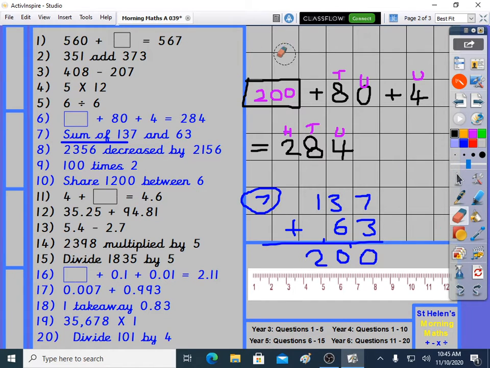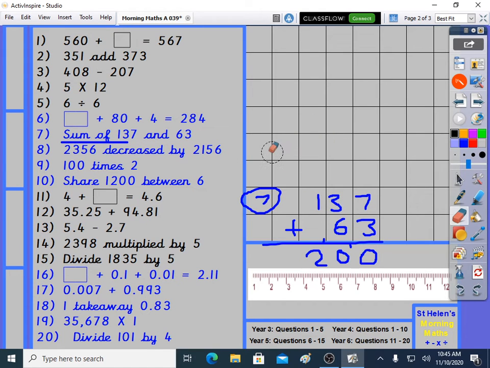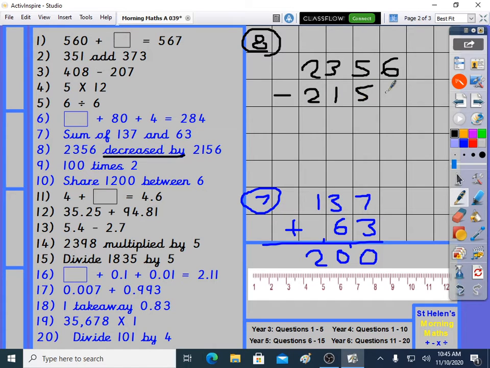Wonder if you'll notice anything about the answers on the year 4 level work today. See what you notice. I'll go on to question 8. 2,356 decreased by means take away 2,156. They both end in 56. 6 take away 6 is 0. 5 take away 5 is 0. 3 take away 1 is 2. 2 take away 2 is 0. So the answer is just 200.